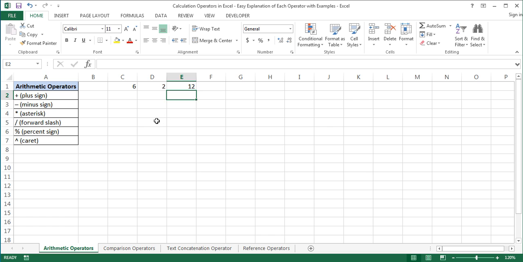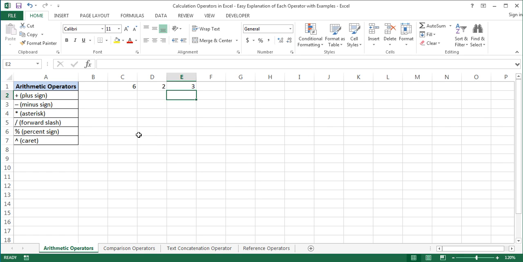The next arithmetic operator is forward slash. Forward slash performs division. For example, C1 forward slash D1 equals 3. We can use values again instead of cell references. 6 divided by 2 equals 3.